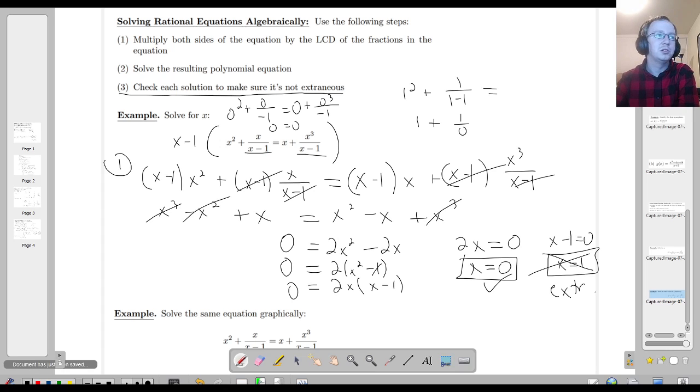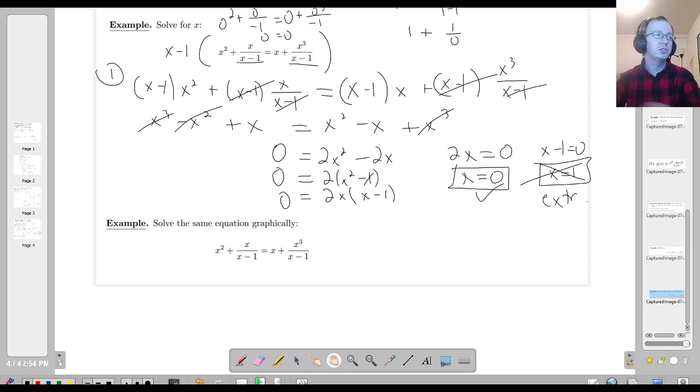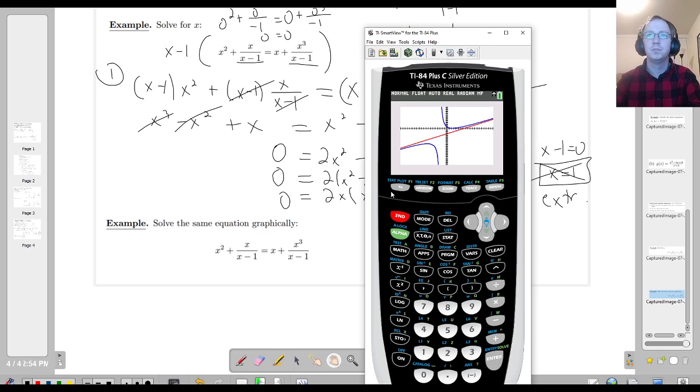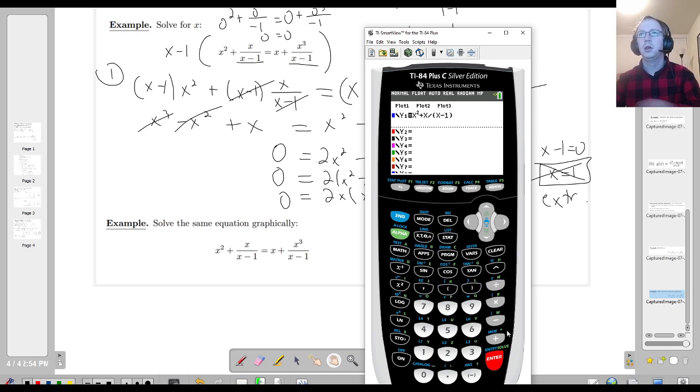A follow-up I want to do here. It's really important that we also think about how we could solve this graphically. So let's try this with our tried and true intersection method. Going in the calculator, y equals, clear things out here. Let's try our first equation, that's the left side, x squared plus x over x minus 1. And the right side is x plus x cubed over x minus 1. Oops, helps if I type it correctly. X plus x cubed, there we go, over x minus 1.